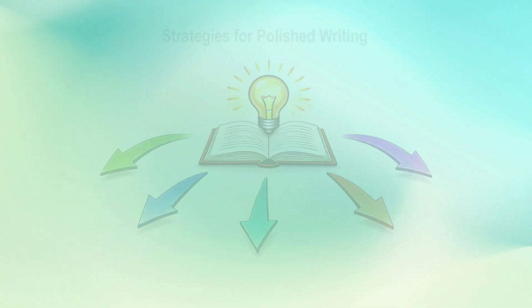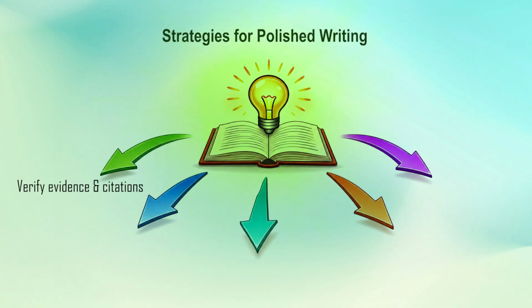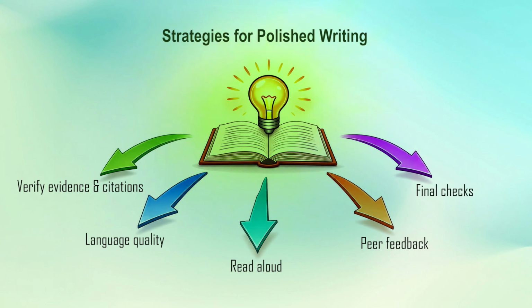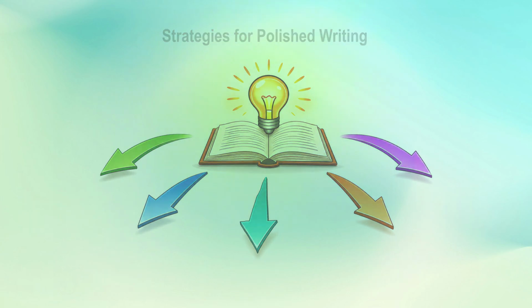We will now discuss some strategies for polished writing. Verify evidences and citations. Language quality. Read aloud. Peer feedback. Final checks. Once a research article is in the process of construction and when it is done, at these two points of time, these 5 tips come very handy. Let us check once more.